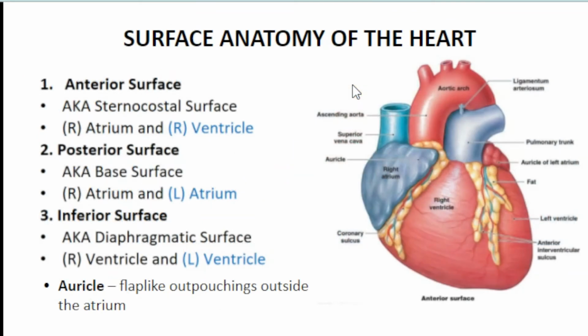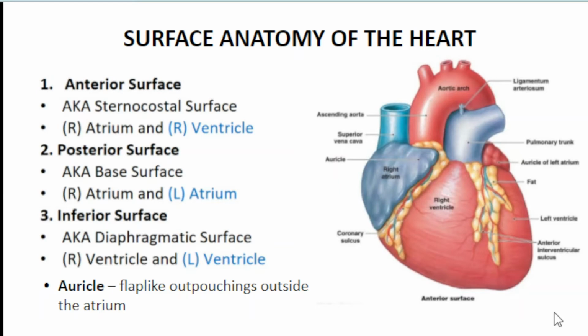Now, when we talk about the surface anatomy of the heart, no, before we go into the internal parts of the heart, let's first discuss the outer part. No, when we study the surface anatomy, we have to understand the three surfaces of the heart. I mean, there are three surfaces to the heart. First is the anterior surface. This is how the anterior surface would look like.